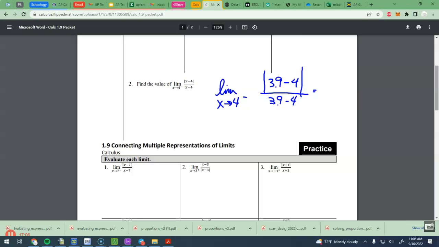So 3.9 minus 4 is negative 0.1, right? What's the absolute value of negative 0.1? It's 0.1. And then on the bottom, 3.9 minus 4 is negative 0.1. So what's my limit? Negative 1, yeah. So it'll be negative 1. Take a second, and what if I ask from the right? Same function, but what if I ask that same thing from the right? Process through that.